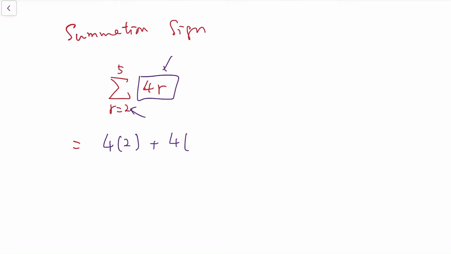So after 2 is 3. The next one is 4 times the next value of r. Then the question is, when do you stop? You stop when r reaches the top value. So in this example, it is 5, so we stop when r goes to 5.